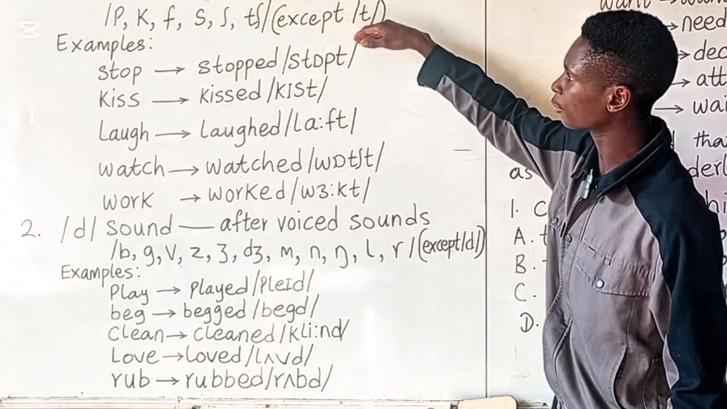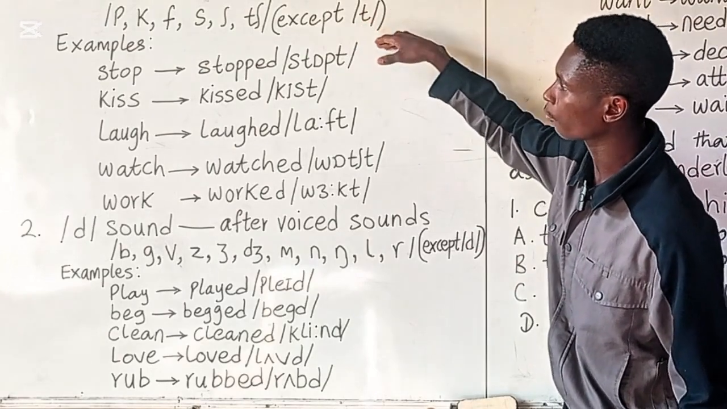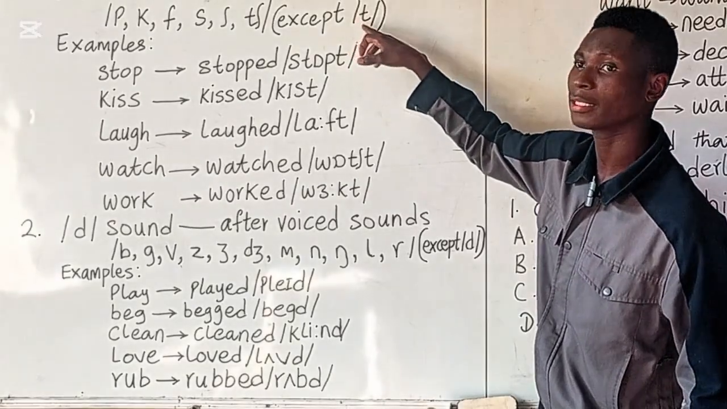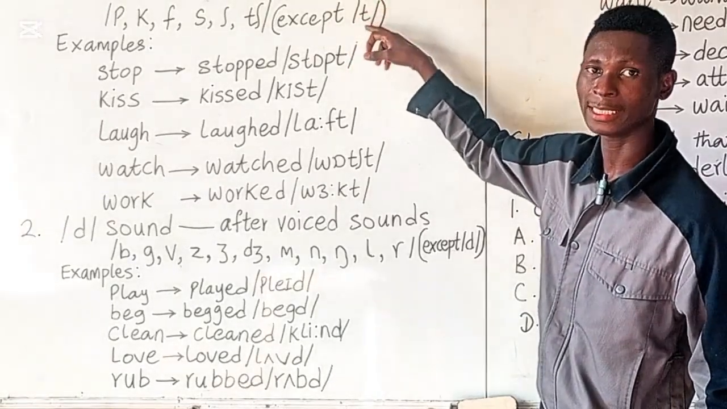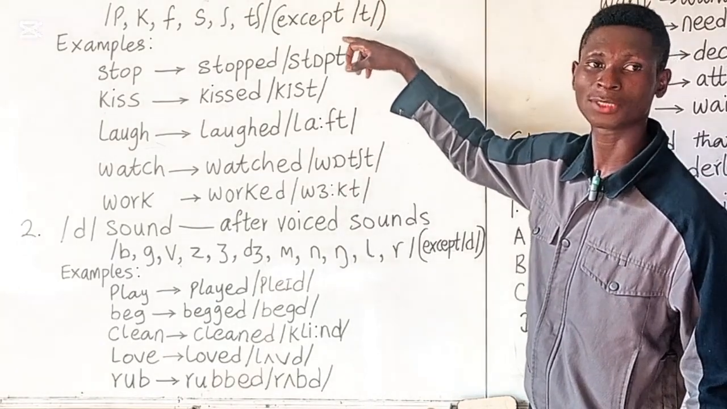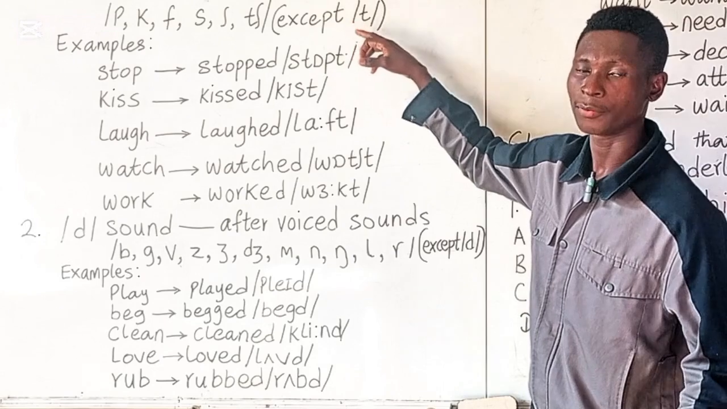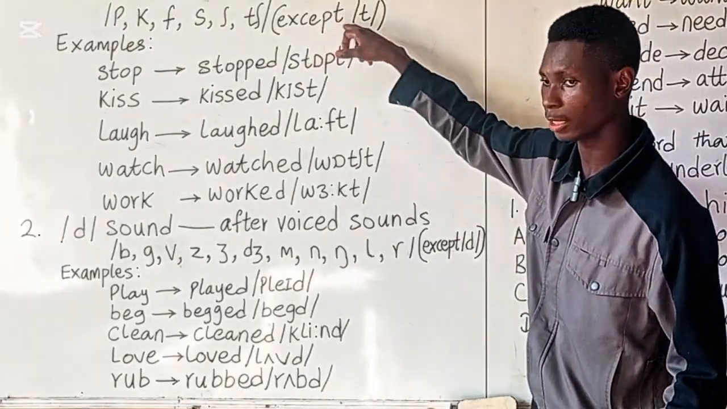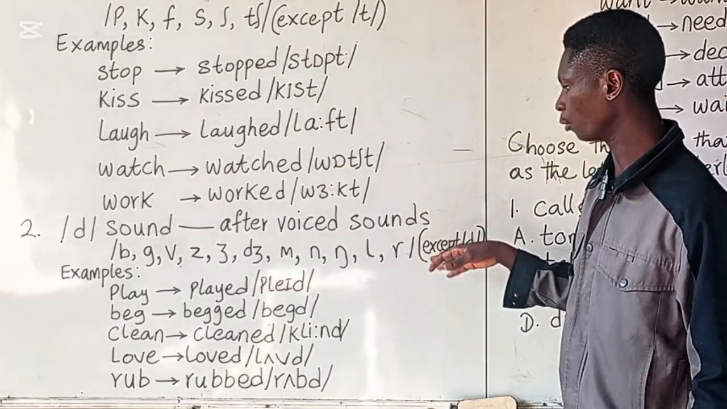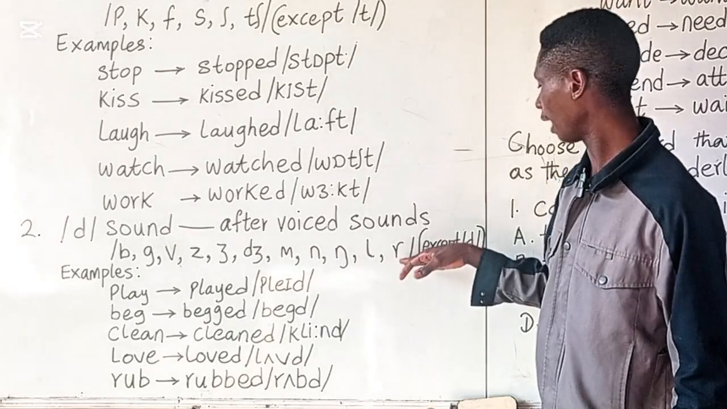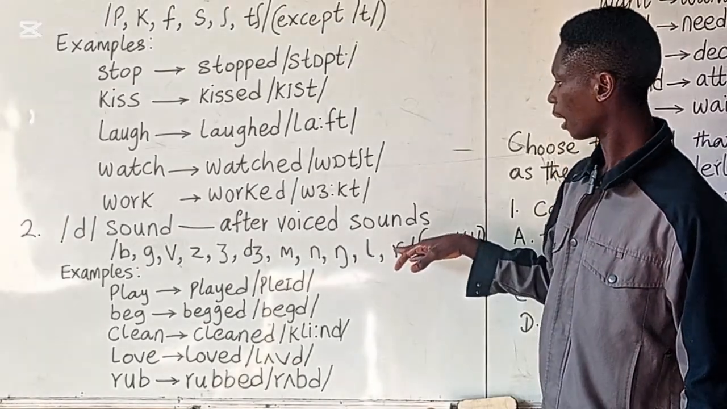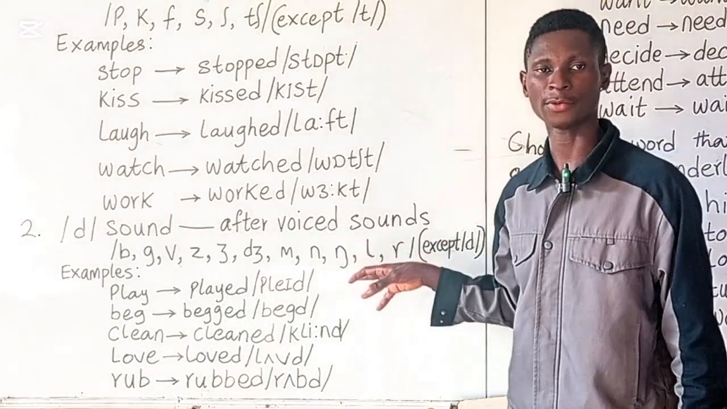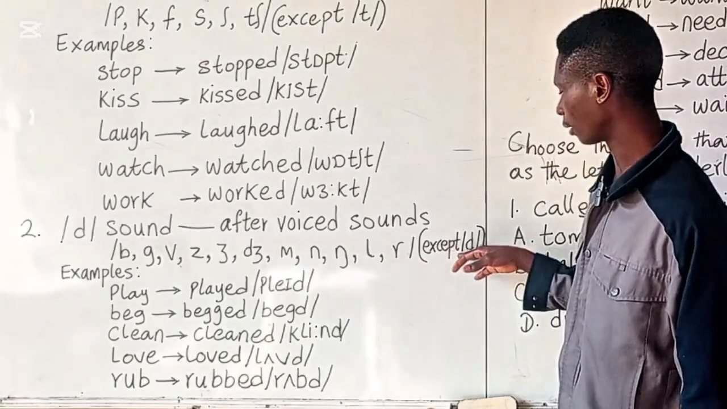So when it comes to the first part, where we realize the ED morpheme as T, if we have the ED after the sound T, we are going to realize it differently. So this is an exception. The same thing applies to the voiced form. If we have it after D, we are going to have a different sound. So this one is not applicable.